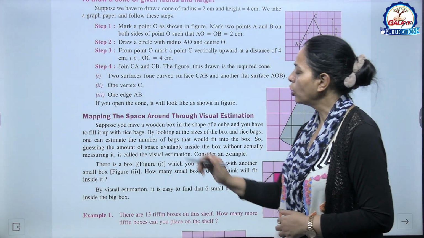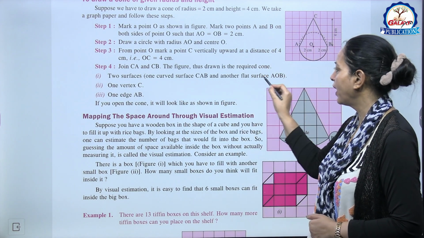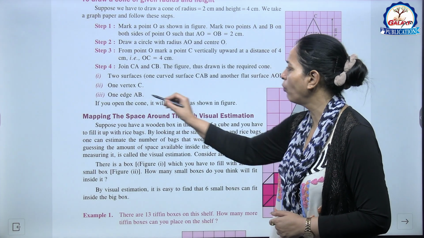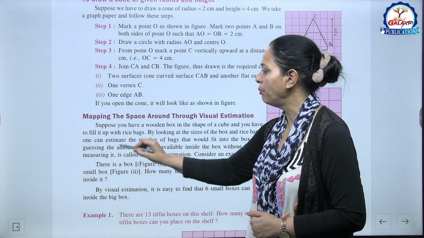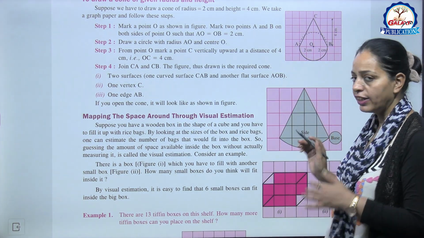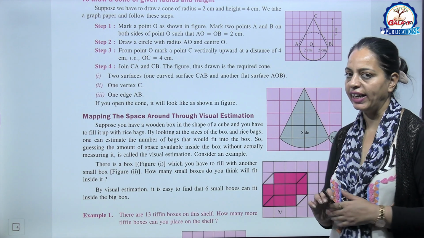Okay, now what you can see, 2 surfaces, 1 curved surface CAB and another flat AOB, right? And the second one only 1 vertex C, okay, and third one edge AB. So if you open the cone, it will look like as shown in the figure. अगर इसको हम open करेंगे, ये हमारे पास ऐसे आएगा. This is the net. Okay.